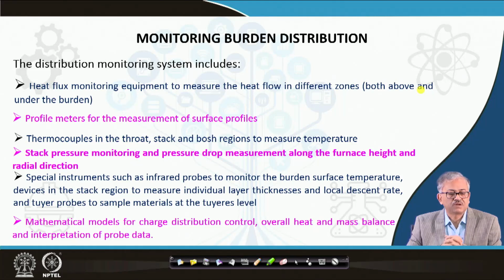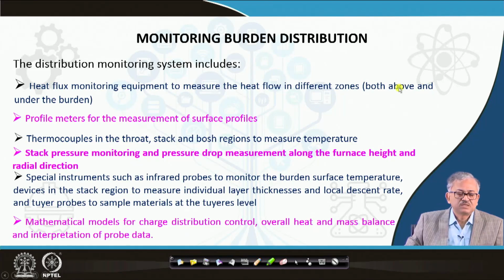You can measure the heat flux, okay? So at different zones, both above and under the burden, and the profilometers are there to measure the surface profile, and thermocouples are there to measure the temperature at the throat, stack, and bosh regions, and stack pressure monitoring and pressure drop measurement systems are there.